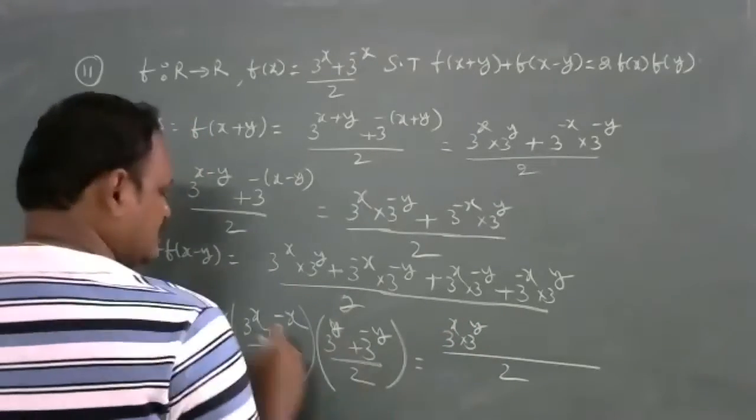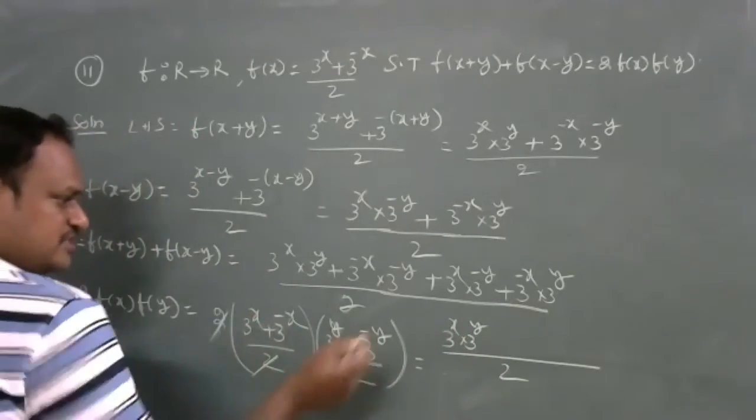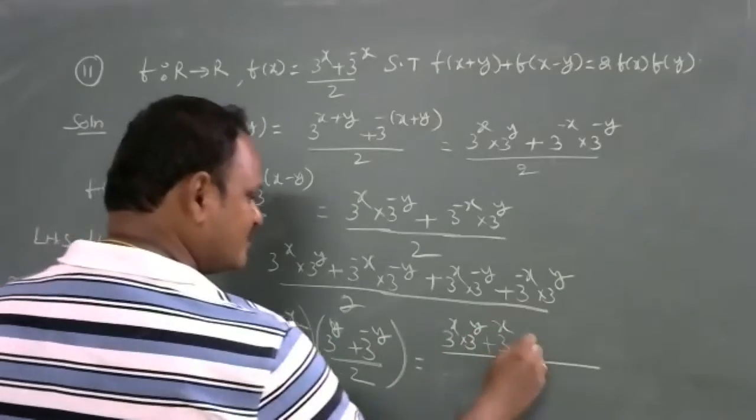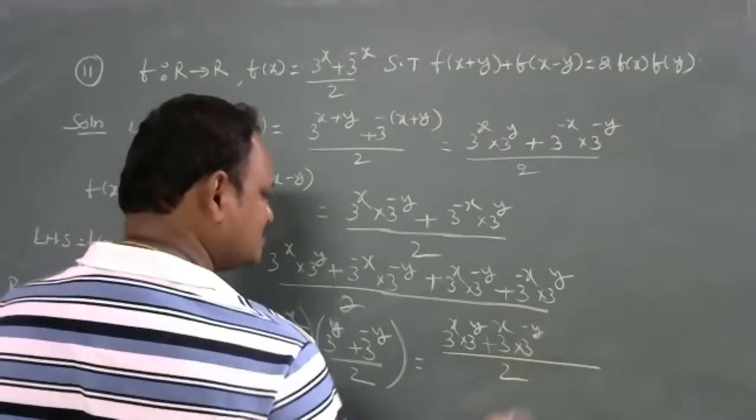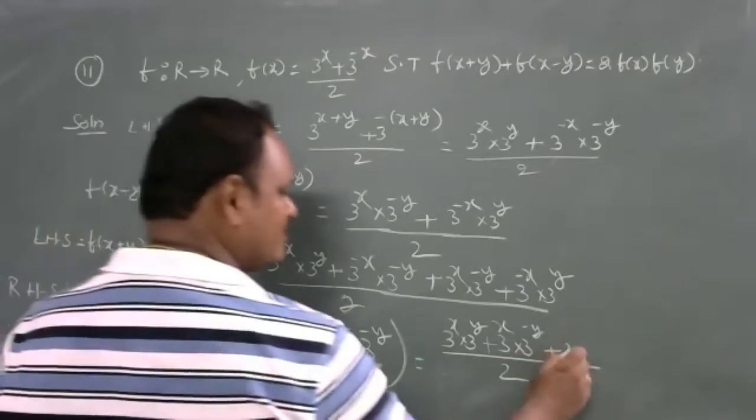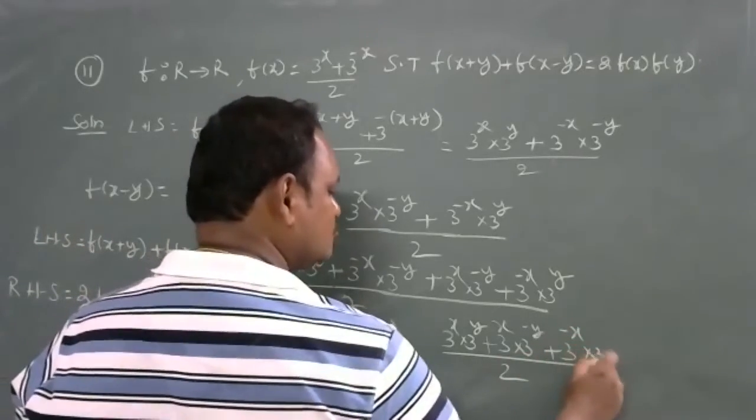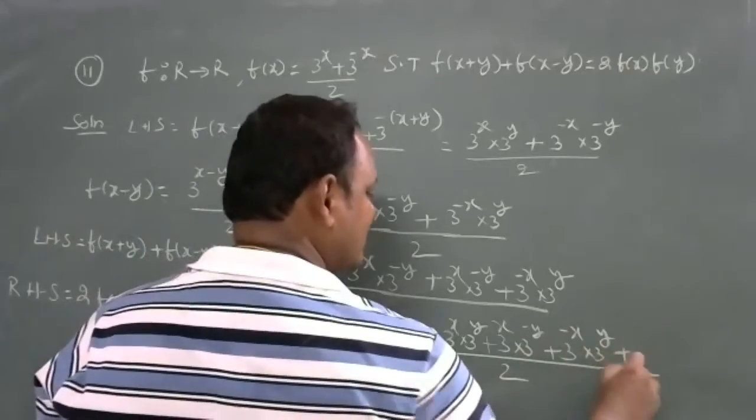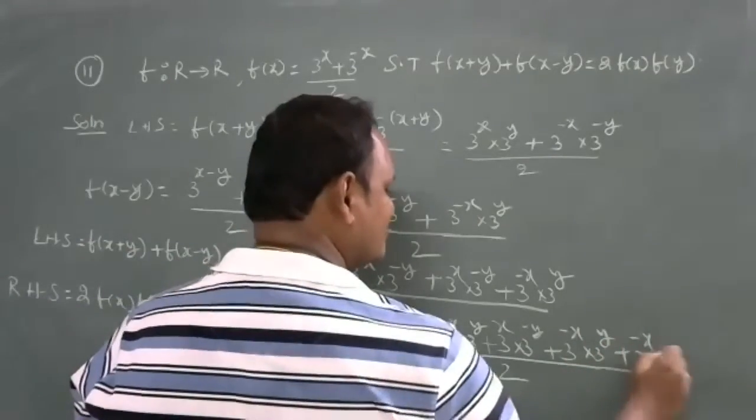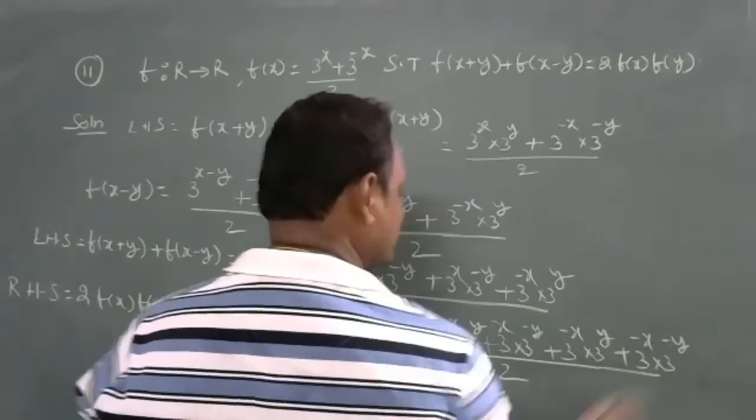Next, 3 power x with this, this with this. That means plus 3 power x into 3 power minus y, plus next 3 power minus x into 3 power y, plus 3 power minus x into 3 power minus y.